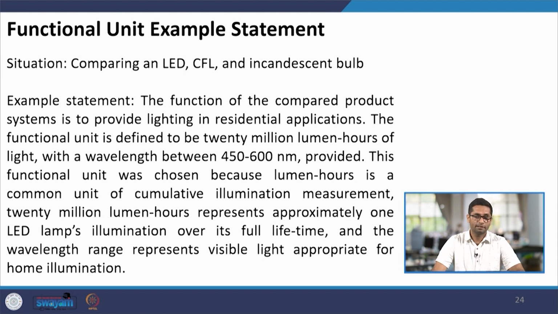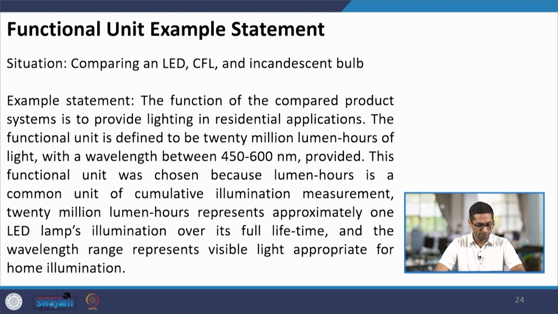So here we have taken a statement from an LCA, which is trying to compare the LED bulbs, the CFL bulbs and the incandescent bulbs, and let us try to understand their reasoning for selecting 20 million lumen hours as a function unit. So the first point is the function of the compared product systems is to provide lighting in the residential applications. So they are stating the application, or the function, for which the function unit has been adopted. It's basically providing lighting in the residential applications.